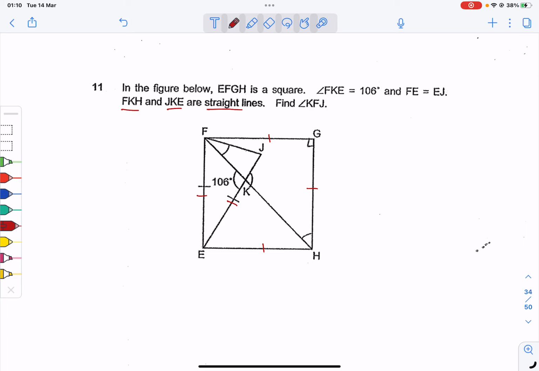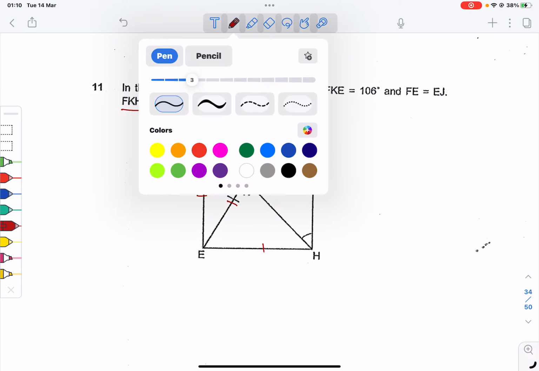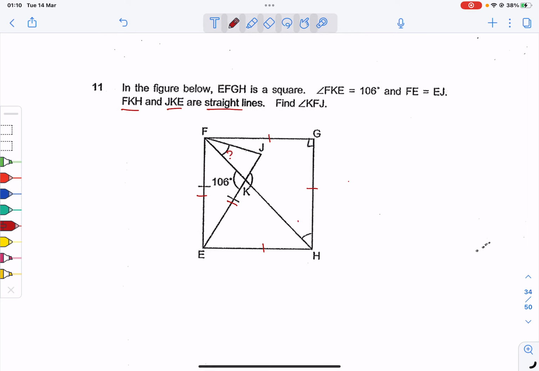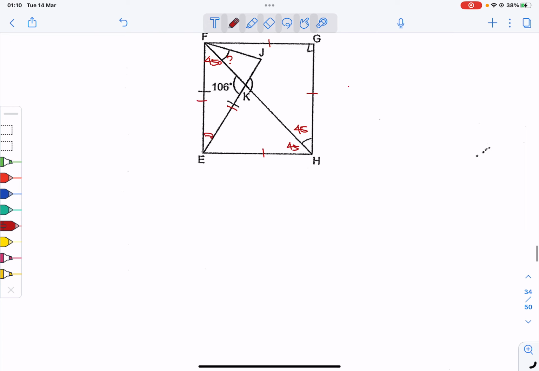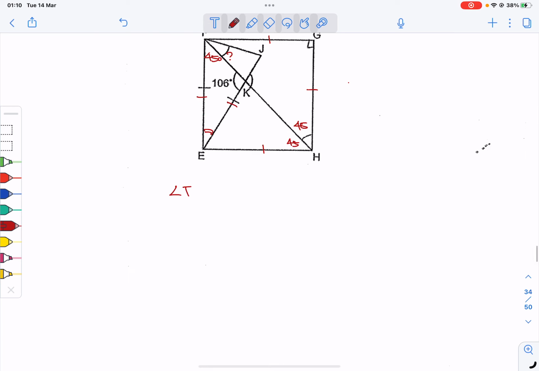Okay, so we're looking for this angle here, KFJ. So to find KFJ, first, when we have a square, diagonal cut, we'll have here 45 degree, 45 degree. So here will be 45 degree. So I can find angle FEJ here. So I will find angle FEJ, it will be 180, take away 45, take away 106 degree, and you have 29 degree.